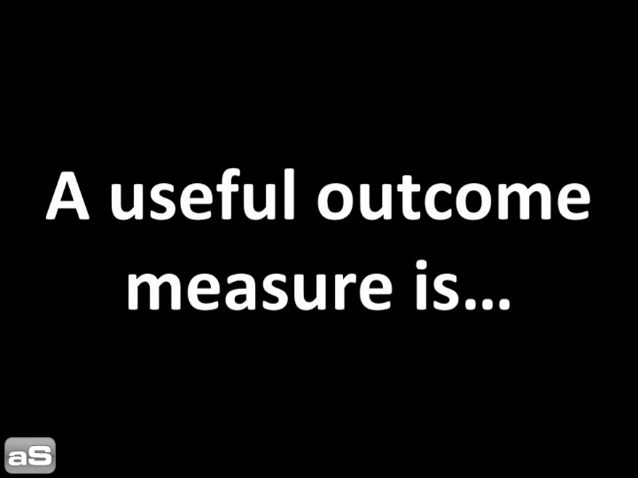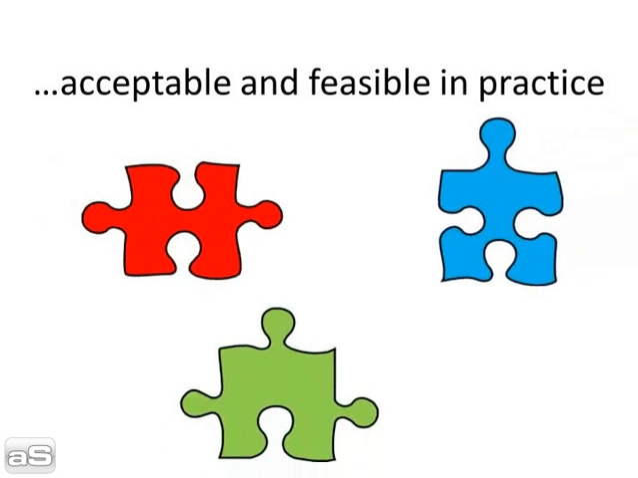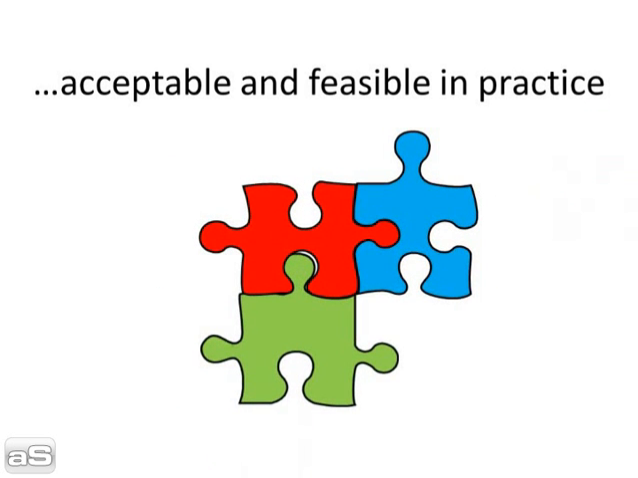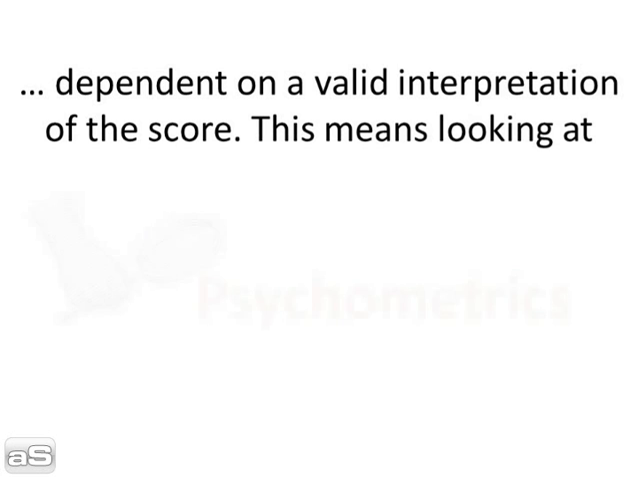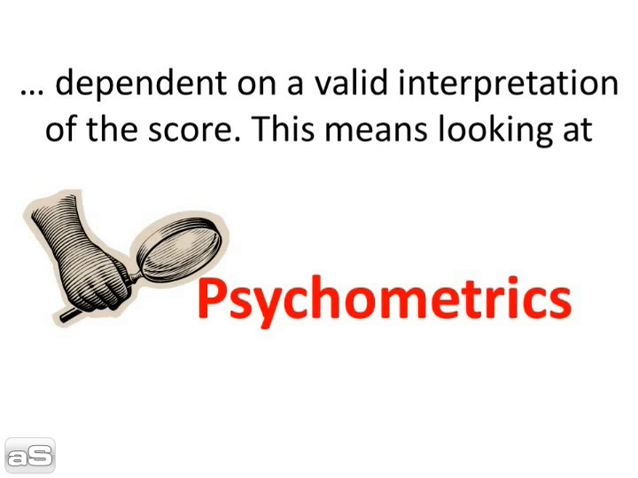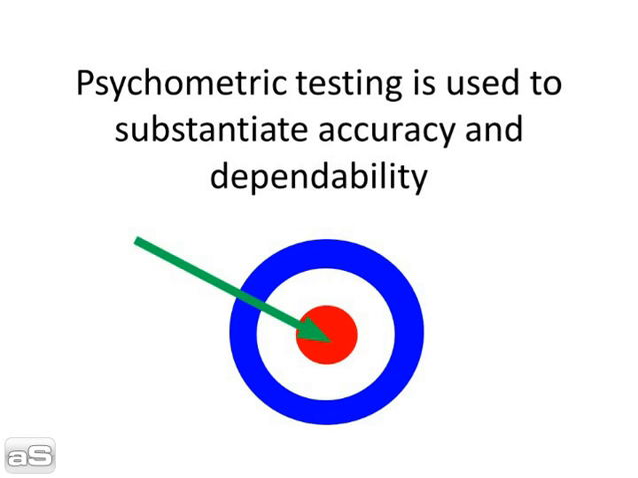A useful outcome measure is acceptable and feasible in practice. A meaningful outcome measure is dependent on a valid interpretation of the score. This means looking at psychometrics. What's that? Psychometric testing is used to substantiate accuracy and dependability.